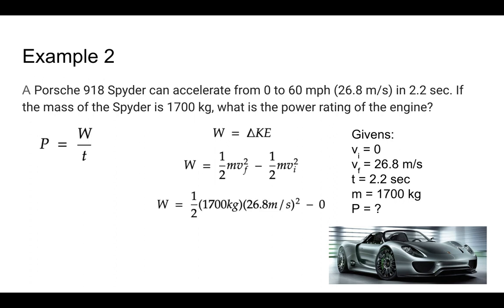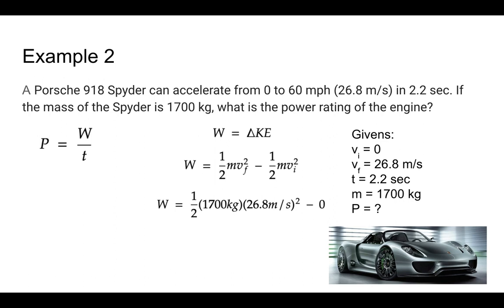So we get work is equal to 1/2 times the mass of the Porsche, which was 1,700, times the final velocity, which was 26.8 meters per second, squared. And then I just have minus 0 because the initial velocity was 0. So 0 times anything is 0. So that whole term ends up being 0 there.